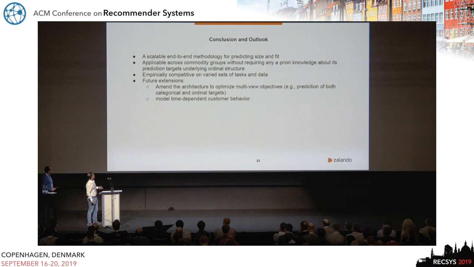So I presented an architecture that you can train anywhere across multiple categories. It has shown good empirical performance in different data sets. You can extend the architecture to model multiple objectives. This is fairly straightforward, and maybe to model time dependence in the future. And if you have been to some articles with that, I would like to take another opportunity to see them as well.